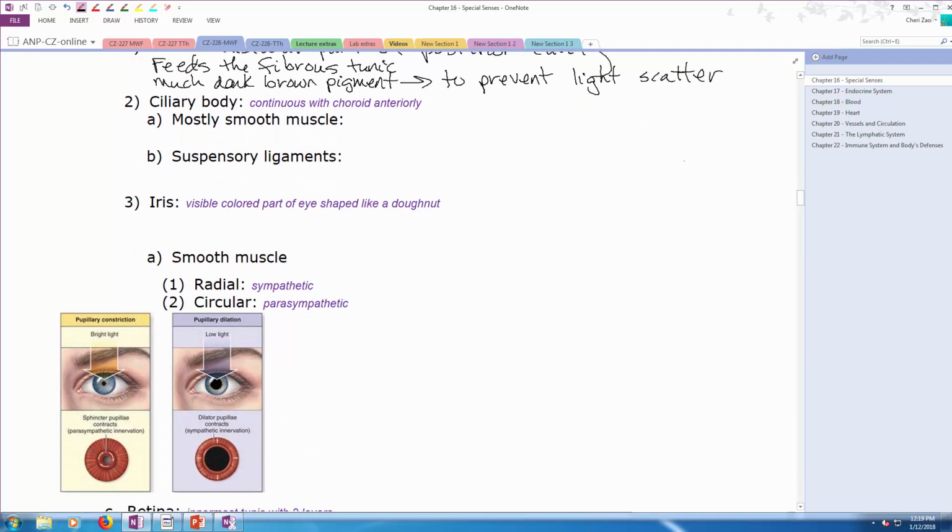Let's go to the ciliary body. We're moving forward now, continuous with the choroid anteriorly. Lots of dark brown pigment in that too, wasn't there? So that dark brown pigment goes all the way up to that, but it's not going to have a major impact on light scatter. It is mostly smooth muscle, and its processes secrete the aqueous humor.